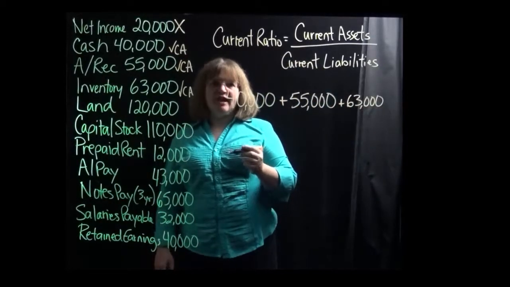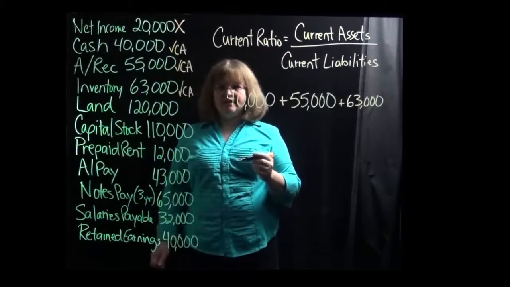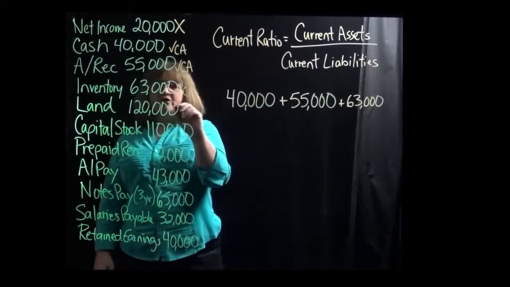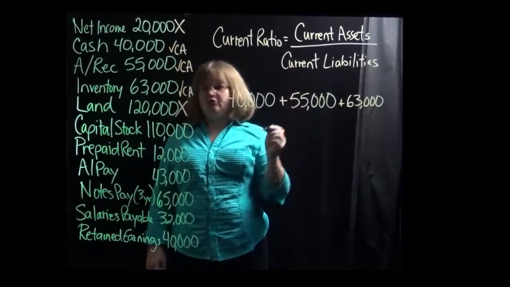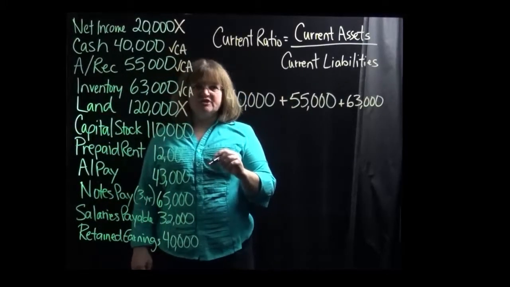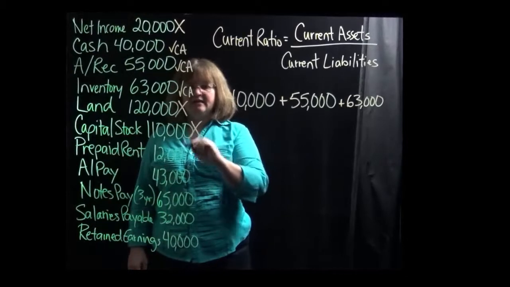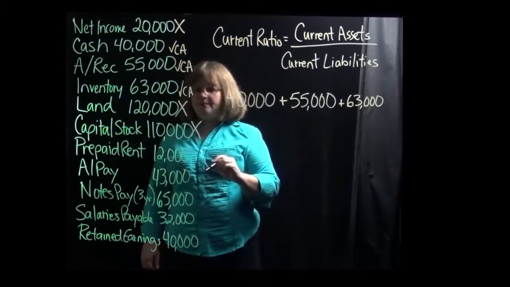Land is not a current asset. Land is a long-term asset. It's going to last more than a year, and so we're not going to consider that in this particular ratio. Capital stock is owner's equity in the company. It's not an asset at all, so we're not going to deal with that.